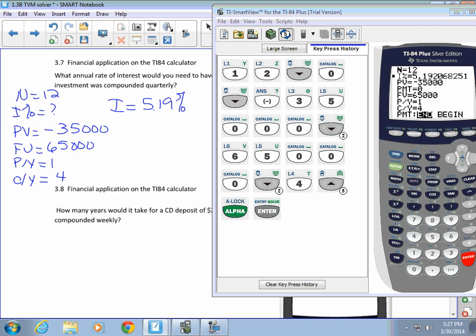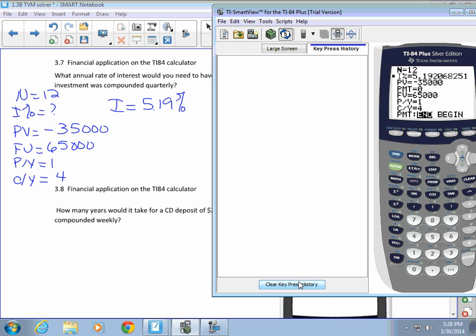Next one says, how many years would it take for a CD deposit of $25,000 to double if the annual rate of interest was 4% compounded weekly? So this one, we need to find our N. We don't know how many years this is going to take, but we know our interest is 4%. Our present value, so we're investing that, negative $25,000. Payment again is at 0. Future value is, we want to double it, so it's $50,000.